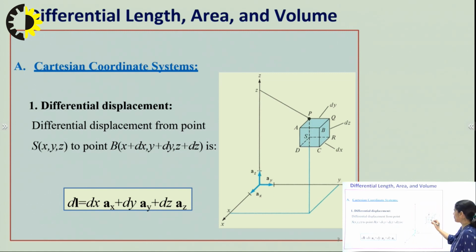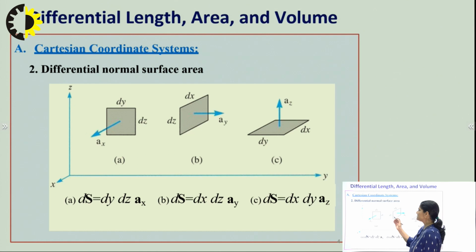Let us consider a point in the x, y, z coordinates, represented as S, and a second point represented as B. Let the coordinates of S be x, y, z, and the coordinates of point B be x plus dx, y plus dy, z plus dz. Now, how can we find the differential length? It is dx unit vector of x plus dy unit vector of y plus dz unit vector of z. We can find it by using these two points.